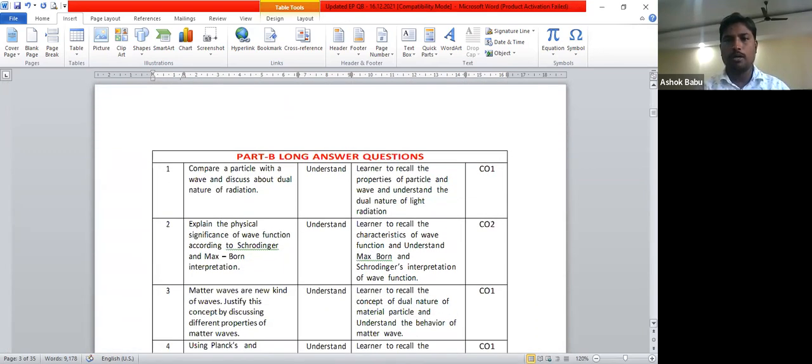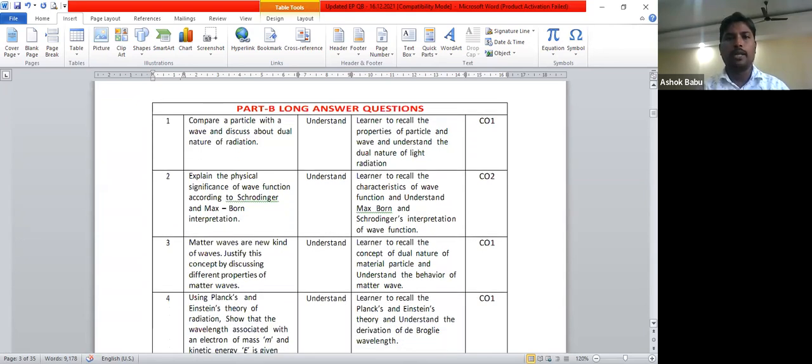So coming to part B, long answer question. Compare a particle with a wave and discuss about dual nature of radiation. Can any one of you please explain about the particle, or compare what is the difference between the particle and wave? Can you explain about the dual nature of radiation? Any one of you?